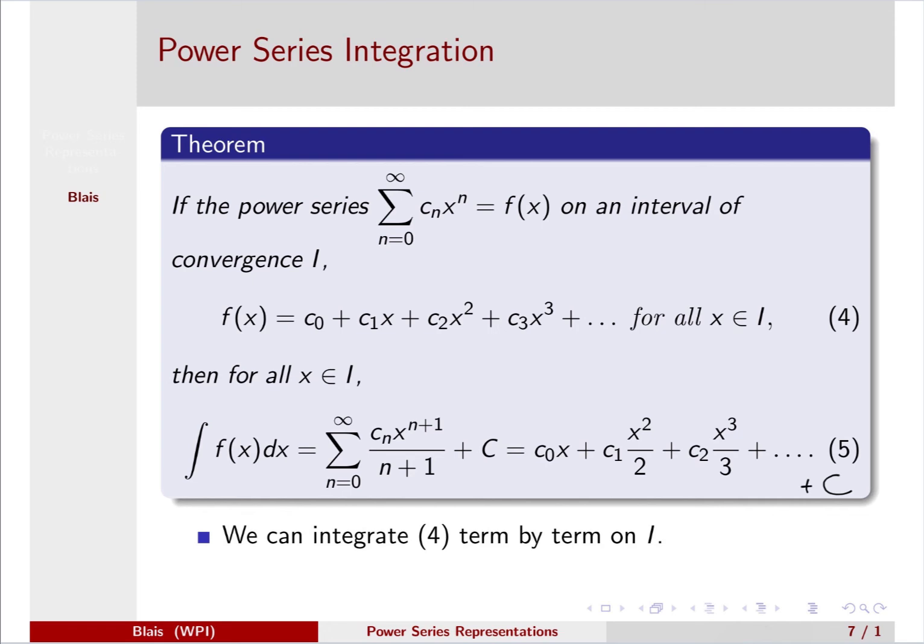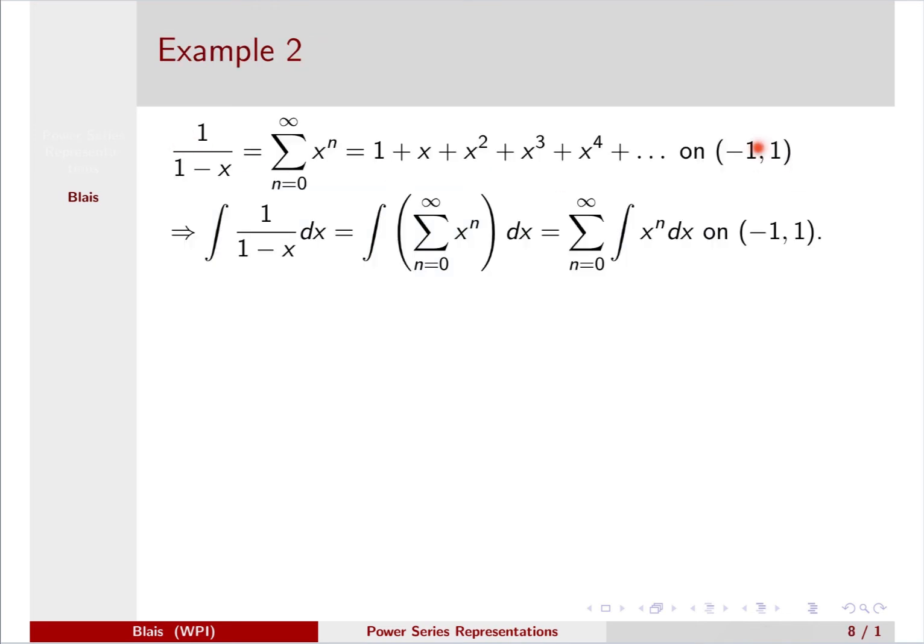The key insight here for this theorem is that with this power series representation, you can take the antiderivative of both sides, and for the series, you can take an antiderivative term by term. So if we come back to our previous example, where we had a power series representation for 1 over 1 minus x on (-1, 1), this geometric series, we can take antiderivatives of both sides. So an antiderivative of 1 over 1 minus x will be the antiderivative of this power series, and we can bring the integral inside and anti-differentiate term by term.